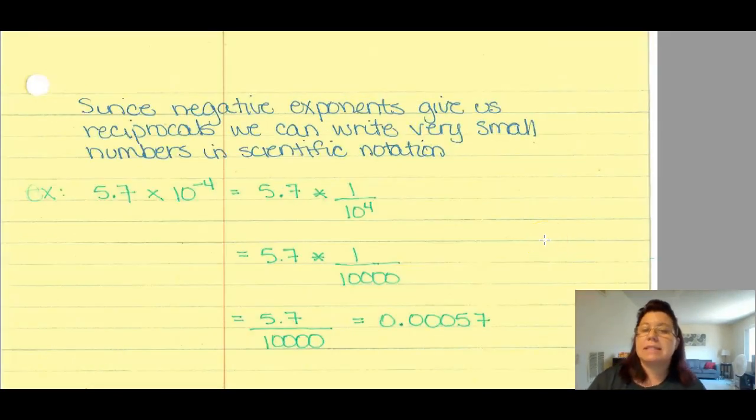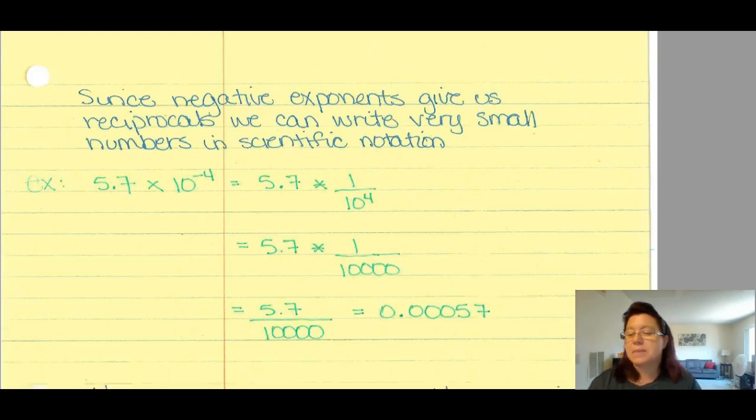All right, since negative exponents, we've already talked about this, give us reciprocals, then we can write very small numbers in scientific notation as well. So, for example, 5.7 times 10 to the negative 4. Well, if we convert this 10 to the negative 4 power to a positive power, that would be 1 over 10 to the 4th. And 1 over 10 to the 4th is 1 over 10,000. And if we do this division, we get 5.7 divided by 10,000. It's going to be 0.00057.